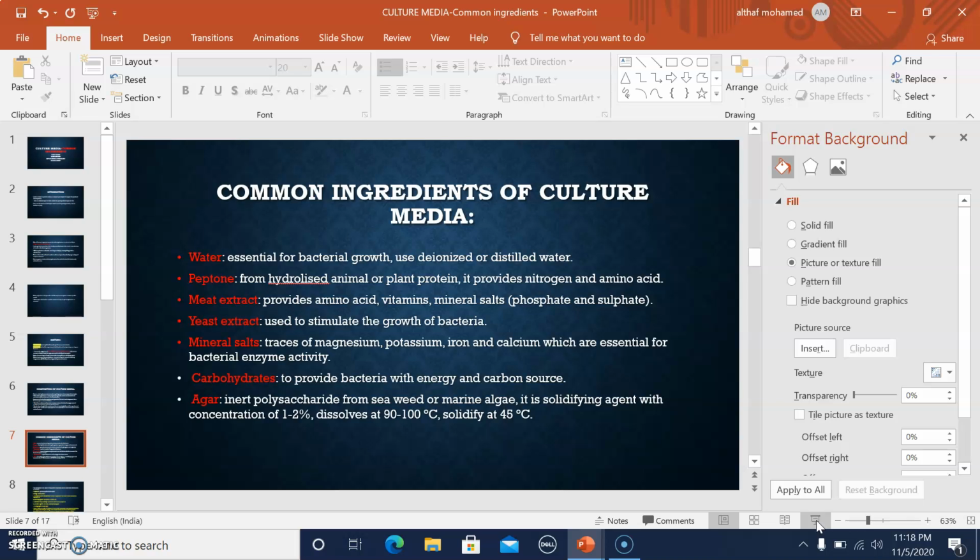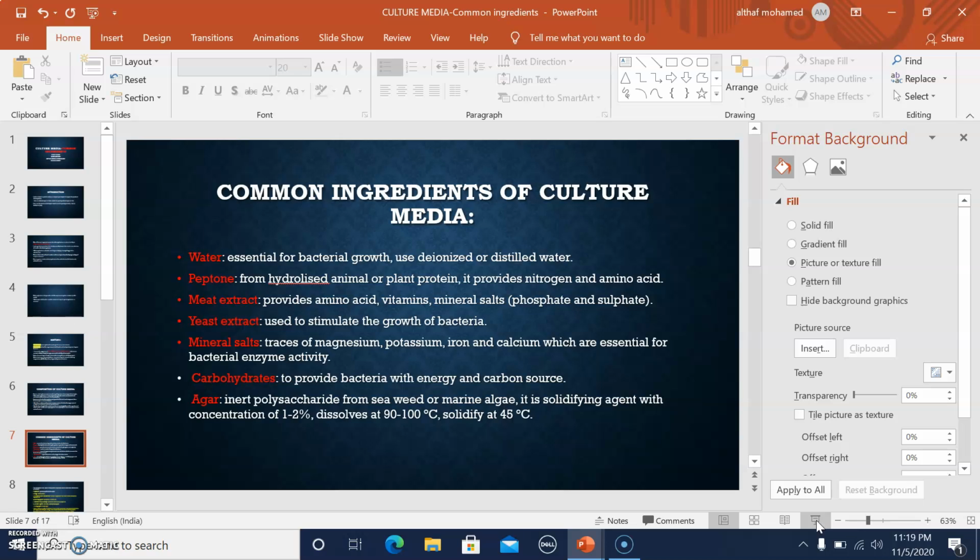Next are carbohydrates. The carbohydrates provide bacteria with energy and a carbon source. Next coming is agar. It is an inert polysaccharide from seaweed or marine algae. It is a solidifying agent used at a concentration of 1 to 2%. So it can be asked as a viva question, what is the concentration of agar in the media? In solid media, the agar concentration is 1 to 2%. It is dissolved at 92 degrees Celsius and then solidified.